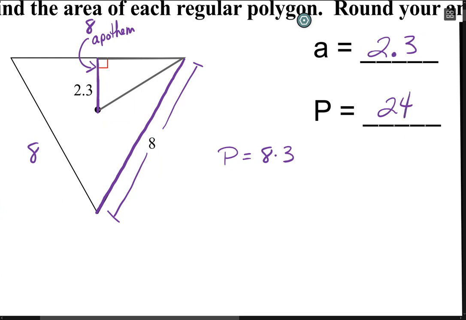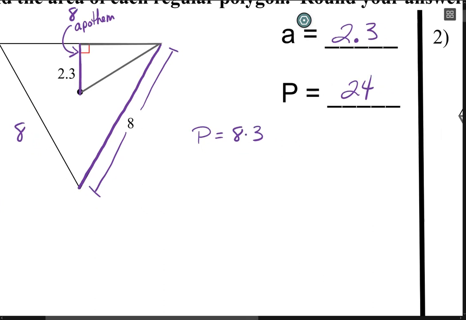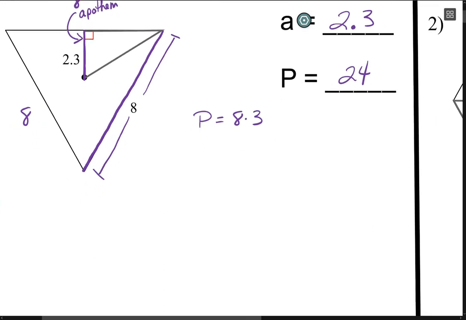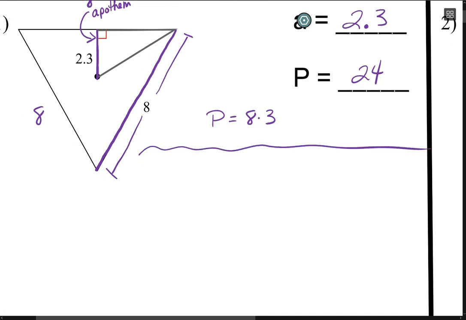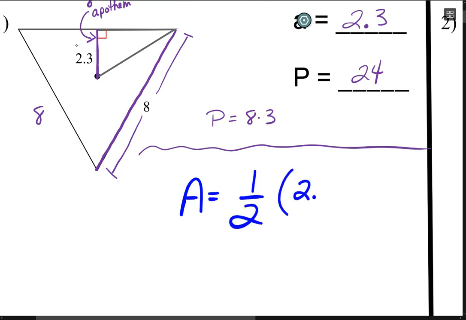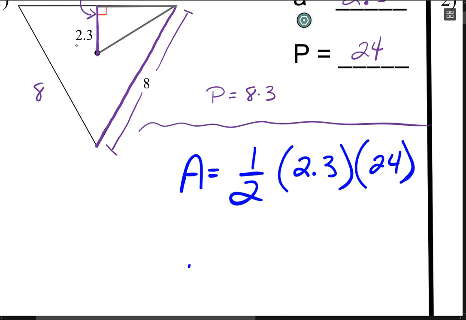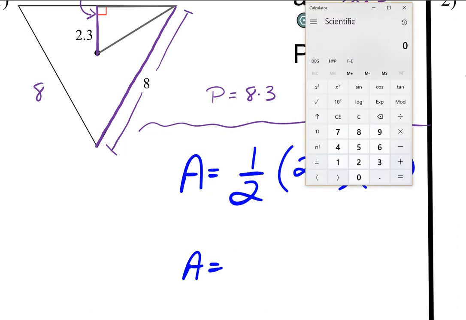Wow, that's awesome. They're not done. They ask you to find the area. But for all intents and purposes, aren't you close to done? 1/2. What's the apothem? 2.3. What's the perimeter? I expect you to write that out. The rest can be done inside your what? Calculator, preferably.